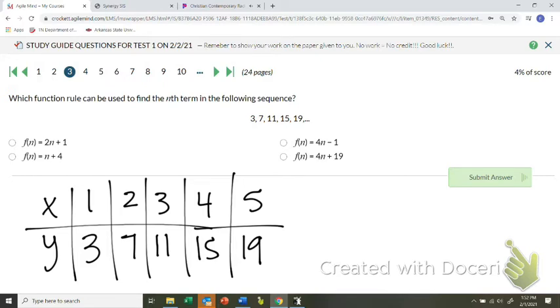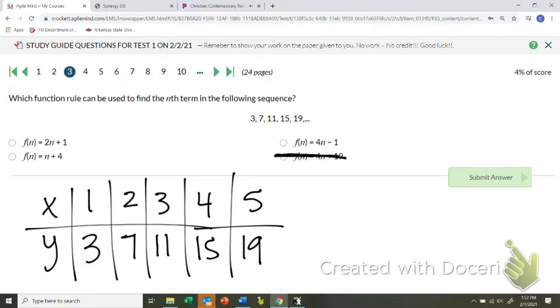Just looking at your answers, before we even start, there is one answer choice that is straight up weird. Which one is it? Which one is that? 4n plus 19. All right, 4n plus 19. Yes, absolutely. We're starting with 1 and we have to get out 3. There is no way that's possible. So let's do process of elimination and just go ahead and mark that one out.